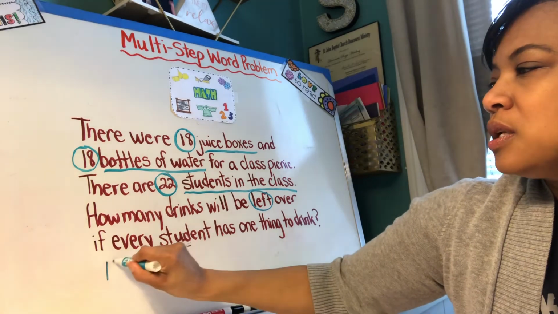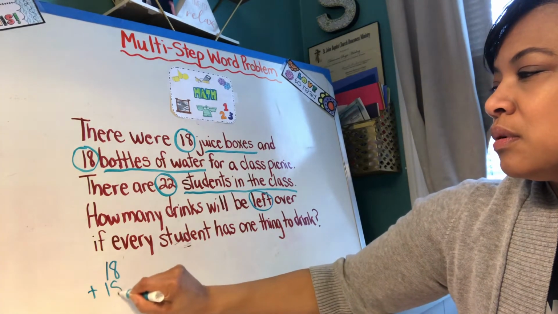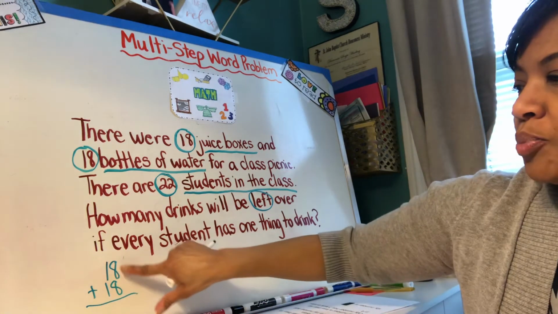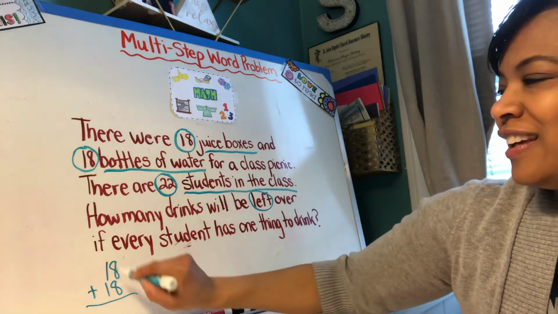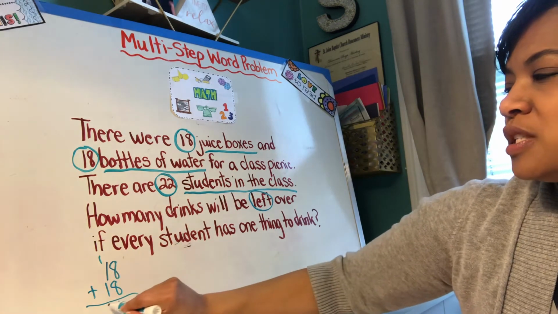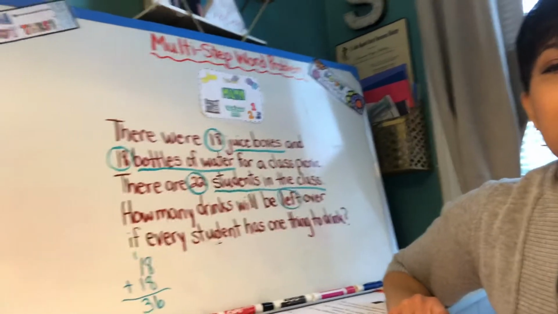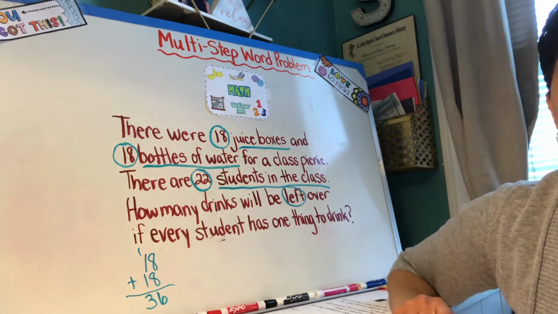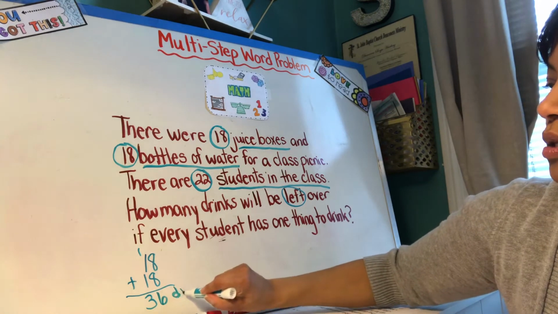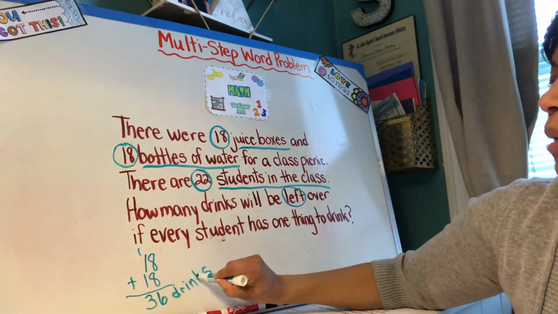All right, 18 added to 18 gives me, starting in the ones place, 8 plus 8 is 16. Carry the 1, bring down the 6. 1, 1, and 1 in the tens place makes 3. So how many total drinks do they have? They have 36 drinks. All right, so that part's finished.